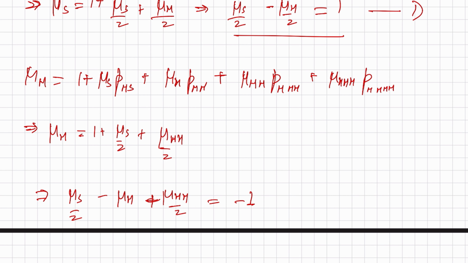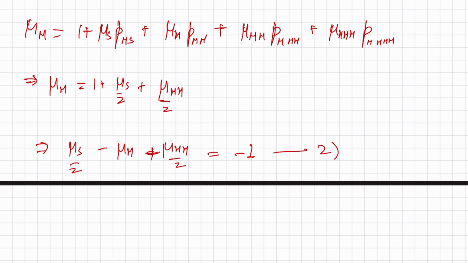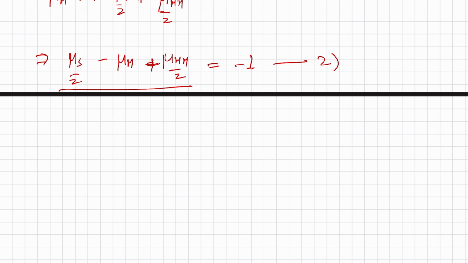Okay, you get the second equation. You can rearrange this. All right, and the third equation is mu HH is 1 plus mu S.